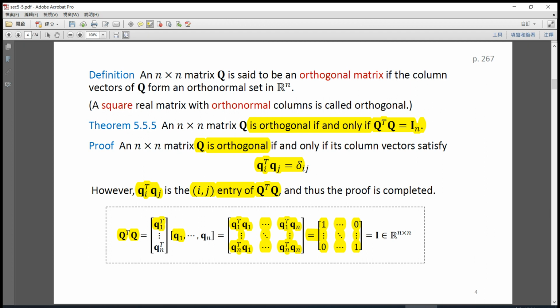Conversely, if Q transpose Q equals the identity matrix, then we have this equality, which means Qi transpose Qj equals delta ij, and this means the column vectors of Q form an orthonormal set, and therefore the proof is finished.